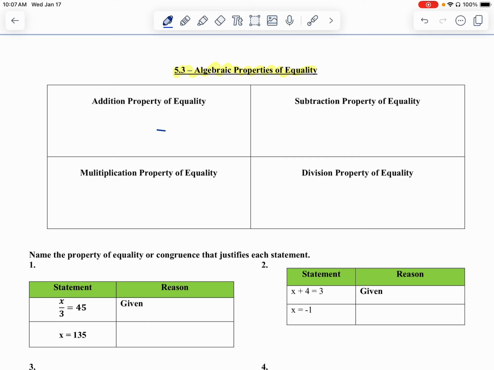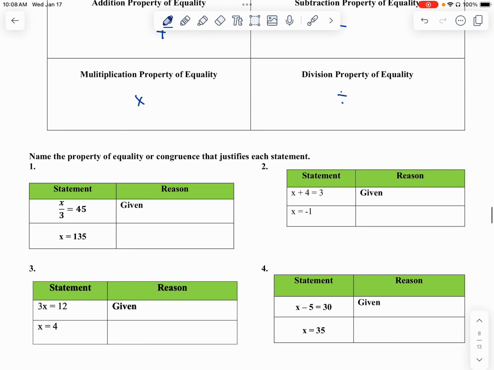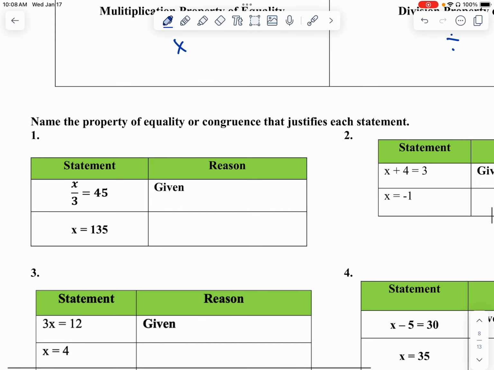Instead of going through the formal definitions of these, I think it's going to be best if we just see these in action and see what they look like. First thing I want to show you guys is this idea of a statement and a reason box. The statement is kind of like your problem, maybe what you're trying to solve, what you're trying to prove. And the reason box is just that. It's your reasoning behind the steps that you're taking.